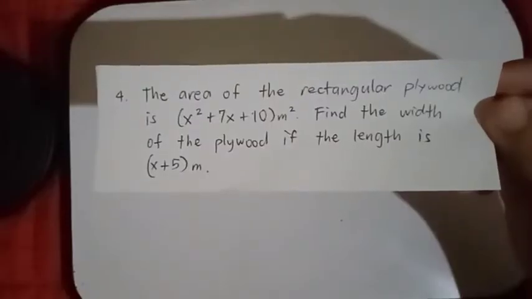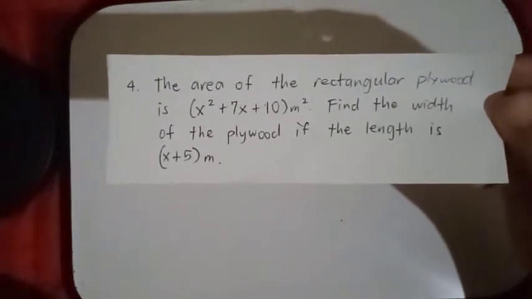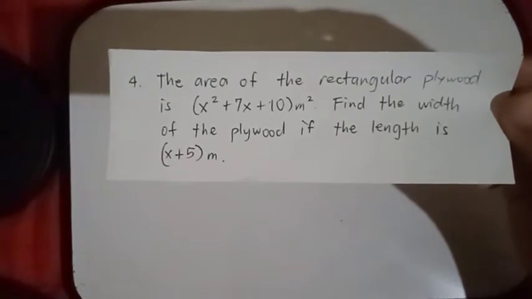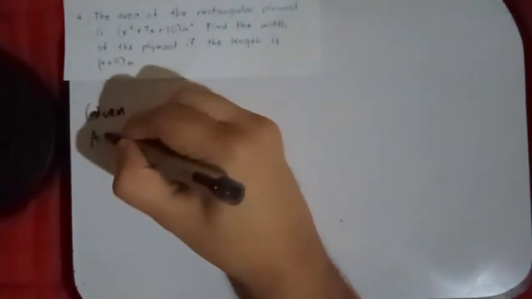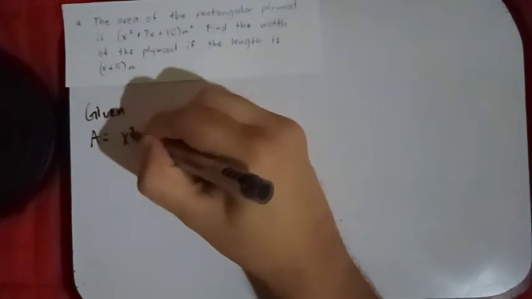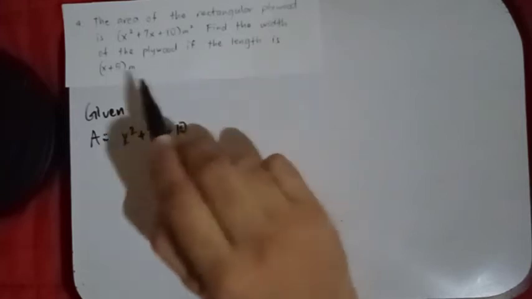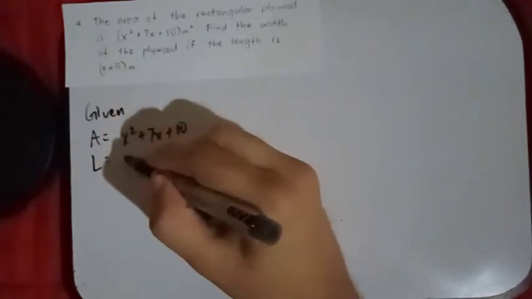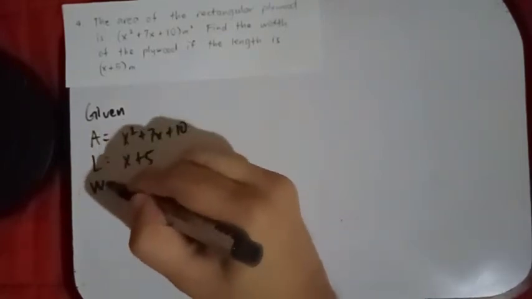Number 4. The area of the rectangular plywood is x squared plus 7x plus 10 square meters. Find the width of the plywood if the length is x plus 5 meters. Ayan. So, given muna. Yung given area natin is x squared plus 7x plus 10. Tapos, yung length is x plus 5. So, ang hinahanap is yung width.